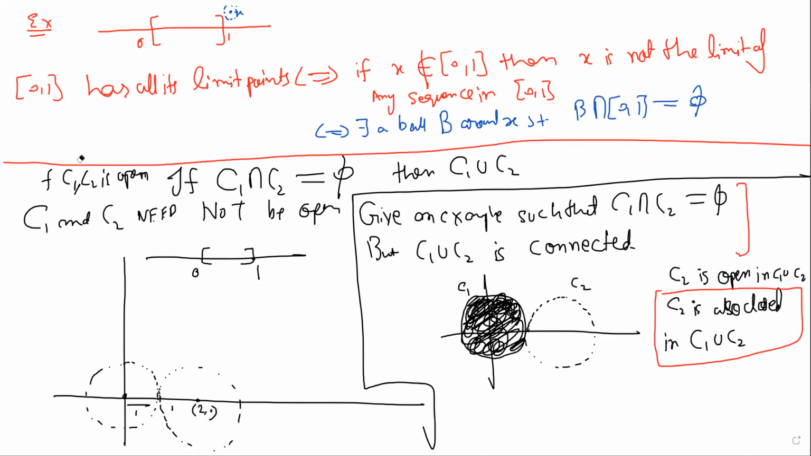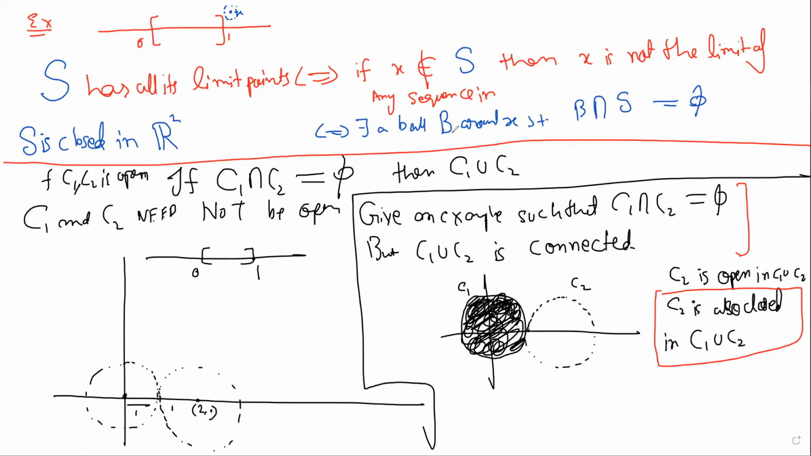Now you can replace this by any set S in R2. S is closed means S has all its limit points. Or if any point is not in S, then it's not the limit of any sequence in S. Or that is the same as if any point x is not in S, then there is a ball B around x which has nothing to do with S. In this case, we will say that S is closed in R2. This ball will be in R2.